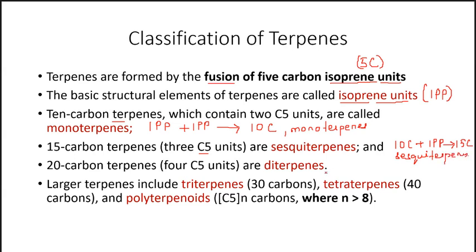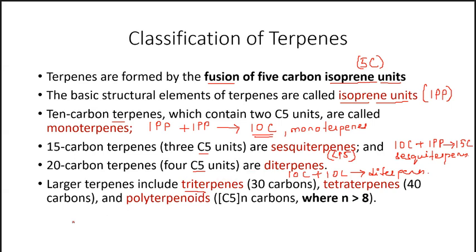In the third case, 4 C5 units, or I can say 2 times monoterpenes combine, or 10C plus 10C, when 2 monoterpenes combine, it forms diterpenes. Similarly, one sesquiterpene is of 15 carbon. So if 2 sesquiterpenes combine, it forms triterpene.